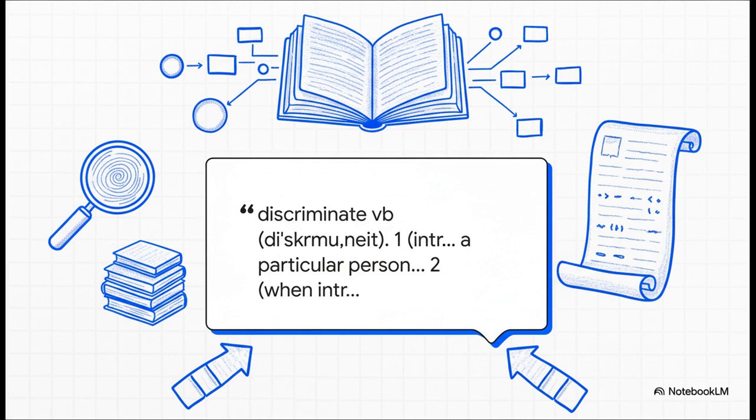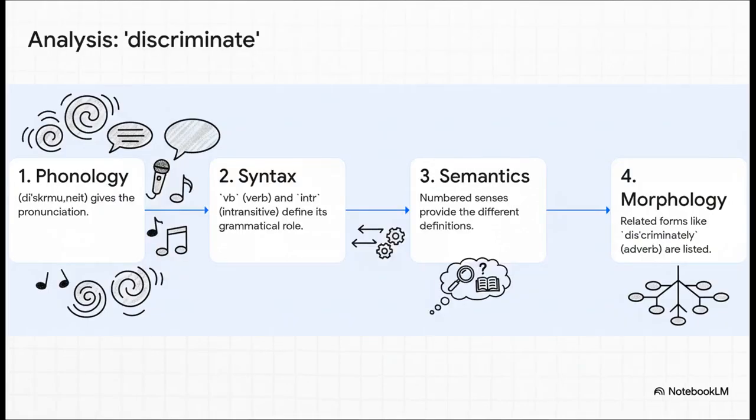So let's take a look at a real example to see how this all works in practice. Here's part of an entry for the word discriminate. Now, I know it looks a little dense and full of weird abbreviations, but all that information we just talked about is packed right in there. So let's break it down. First, you see the stuff in parentheses? That's the phonology. It tells you exactly how to pronounce it. Then you have VB for verb and INTR for intransitive. That's the syntax. The numbered parts, 1 and 2, give you the different definitions. That's the semantics. And see how they even list related forms like the adverb? That's morphology. It's an incredible amount of data in just a tiny bit of text.